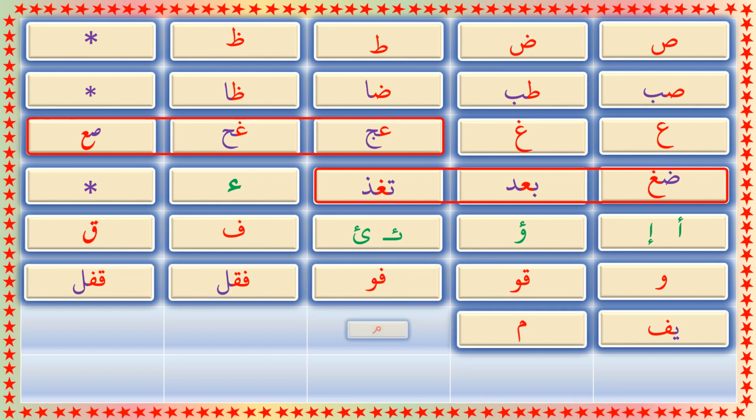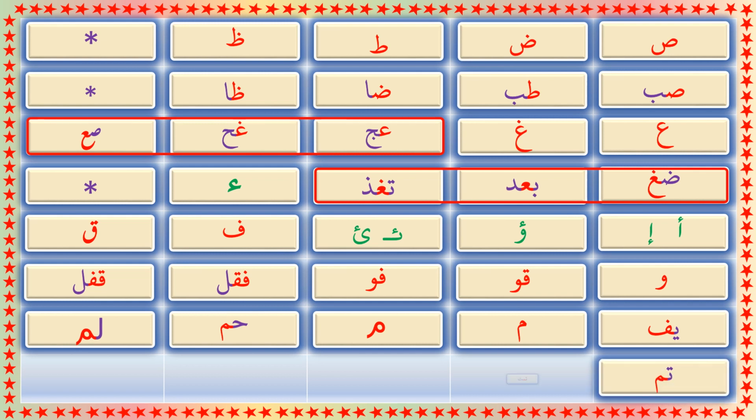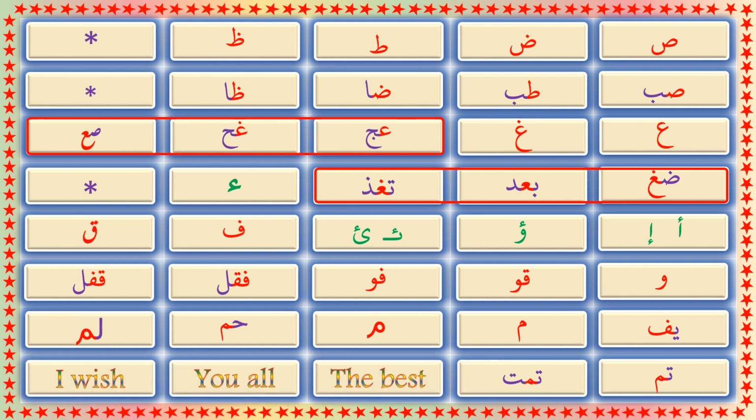Meem, Meem, and now we will learn the shapes of Meem. Ha, Meem, Lam, Meem, Ta, Meem. So here are the shapes of Meem. So keep revising until you learn. All the best.